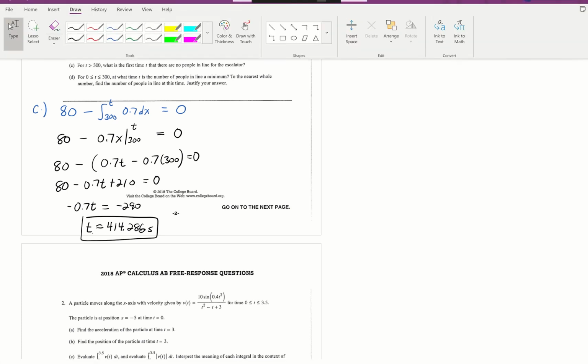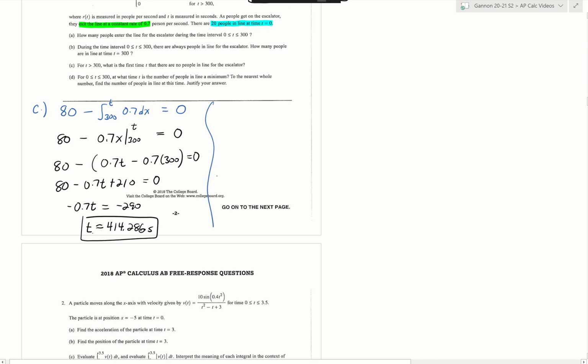Now, if we take a look at part D, D wants us to find for t greater than or equal to 0, less than or equal to 300, at what time t is the number of people in line a minimum. All right, so right, minimum, we want to know absolute minimum in this case. So we need endpoints and critical values. It says to the nearest whole number, find the number of people in line at this time, justify your answer. So we know that our endpoints are 0 and 300.